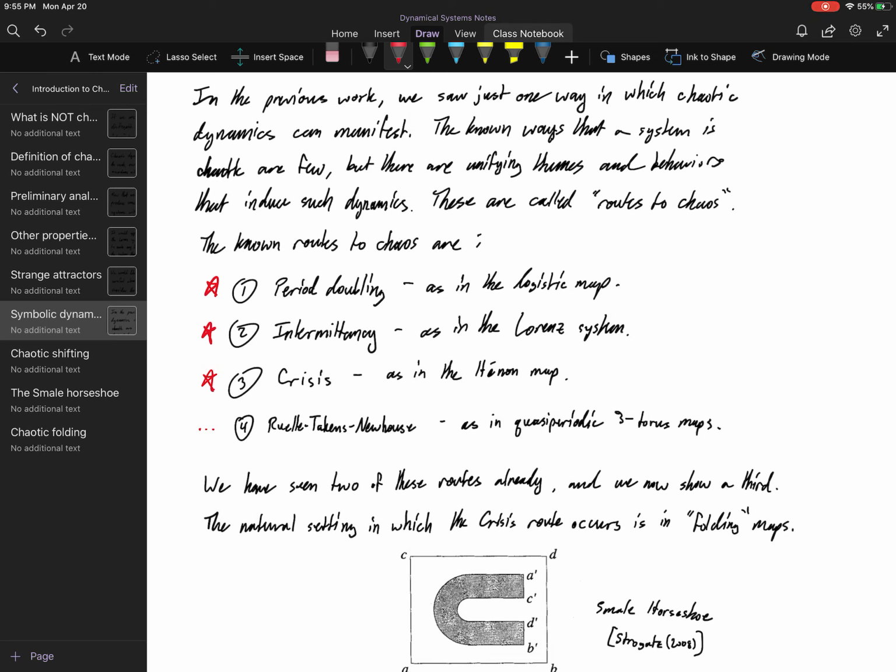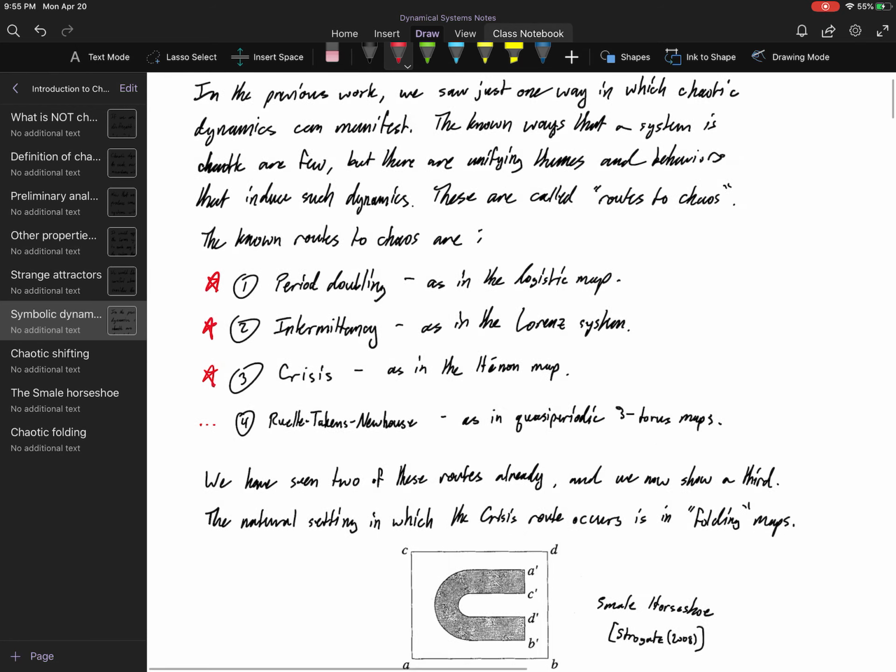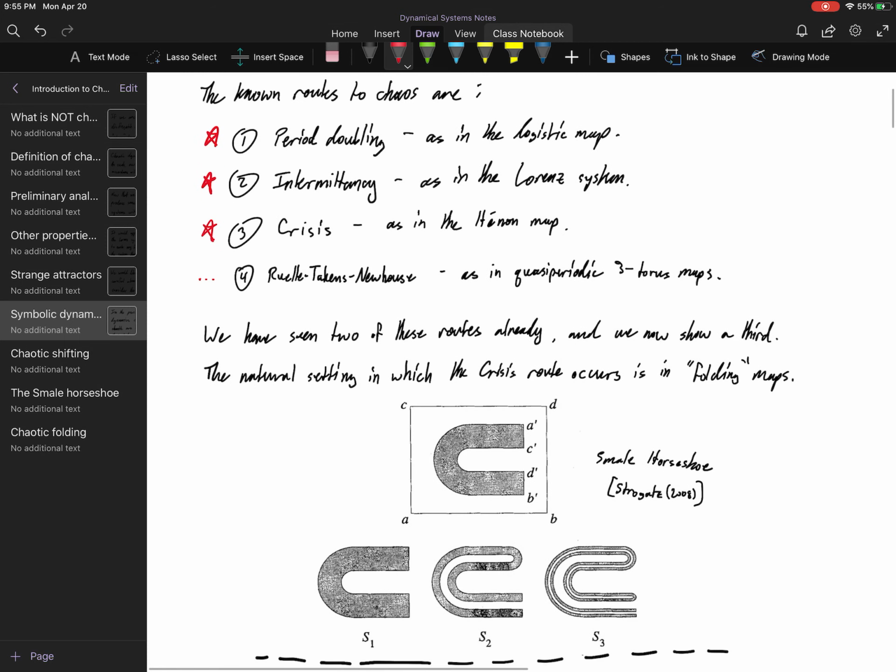Oh no, guys, we just discovered something that was maybe a little counterintuitive. So it's best not to blow things out of proportion until you're sure you have something new, and we actually do. There is a fourth known route to chaos, and this is the Ruelle-Takens-Newhouse route to chaos. And it has to do with higher dimensional systems.